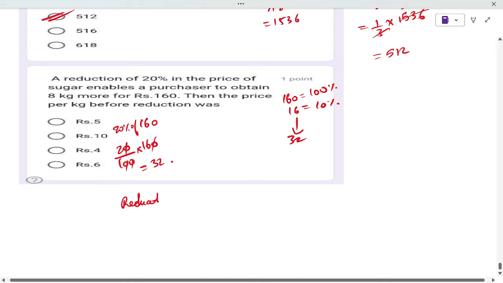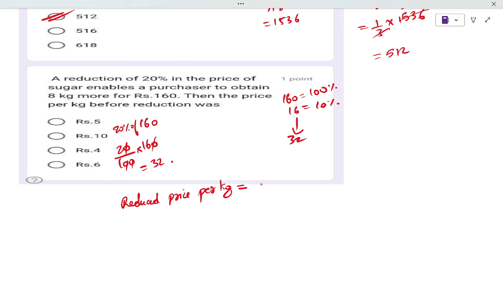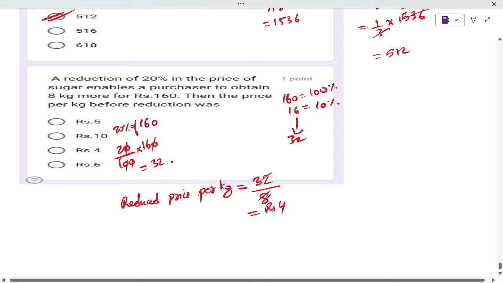The reduced price per kg, right? This one will give us 32. The formula is reduction amount divided by extra quantity. The reduction amount is 32 rupees, and the extra quantity is 8 kg more. That means 4 rupees per kg.